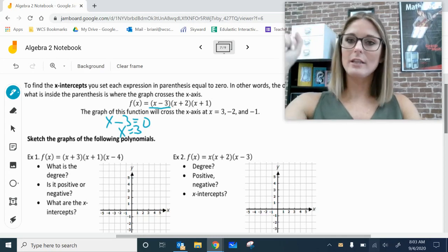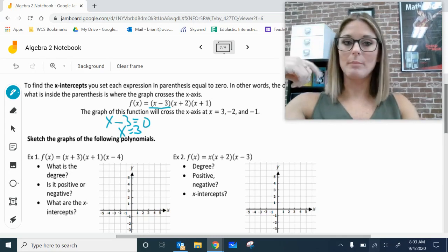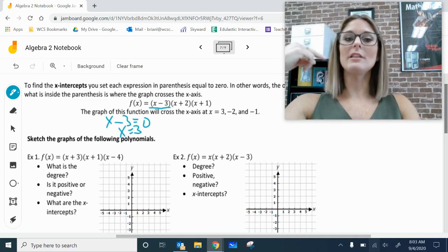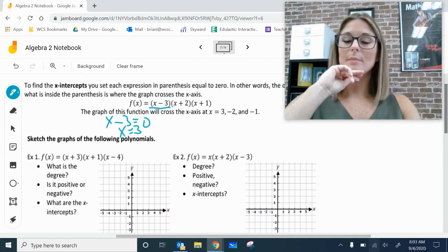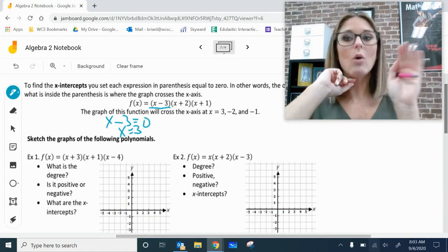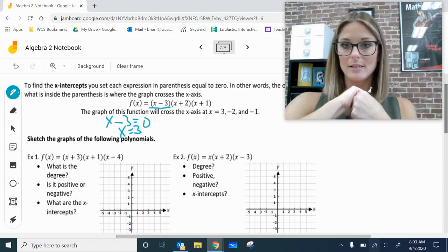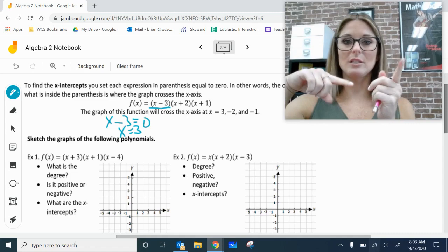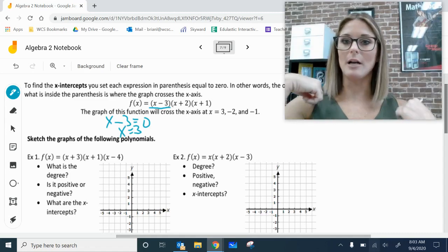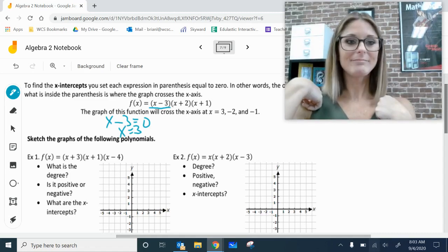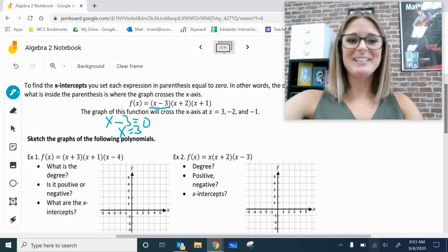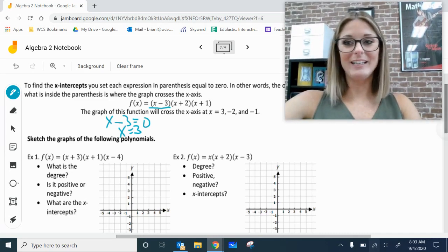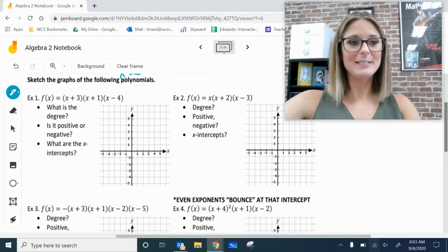So I know you see a minus 3 there, so one of your x-intercepts is going to be positive 3. The other one's going to be negative 2, and then negative 1 is where this polynomial is crossing or touching the x-axis. Kind of think about the examples we saw earlier, or where I drew extra humps and bumps. All right, so we are going to sketch some polynomials. I really love doing this, if you haven't noticed.